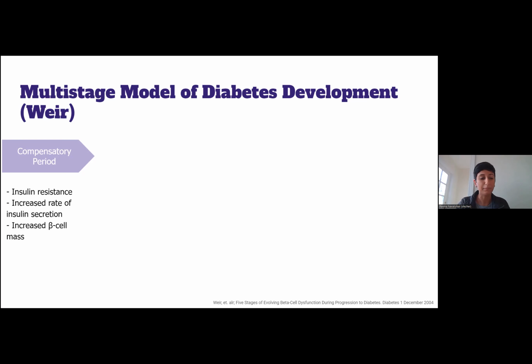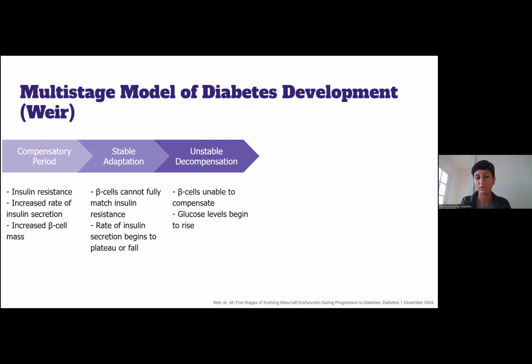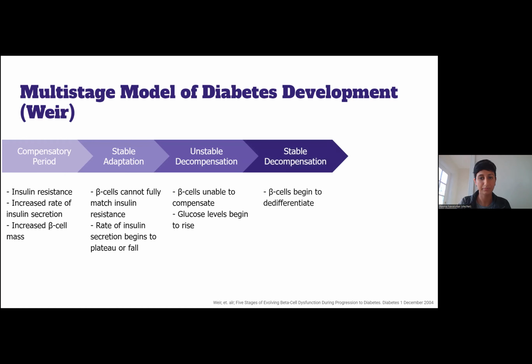Okay. And then to facilitate extra insulin secretion, your pancreas beta cells increase in quantity, and they can see that in postmortem studies. At some point, your beta cells can't quite match it, and the insulin secretion rate begins to plateau. This period of time, as you can imagine, is not that long before your glucose levels begin to rise, and this is the unstable stage. Beta cells begin to de-differentiate, and there's a lot of interesting biochemical papers about this that is beyond the scope of our discussion, but if you're interested, there's a ton, and one's linked at the bottom.